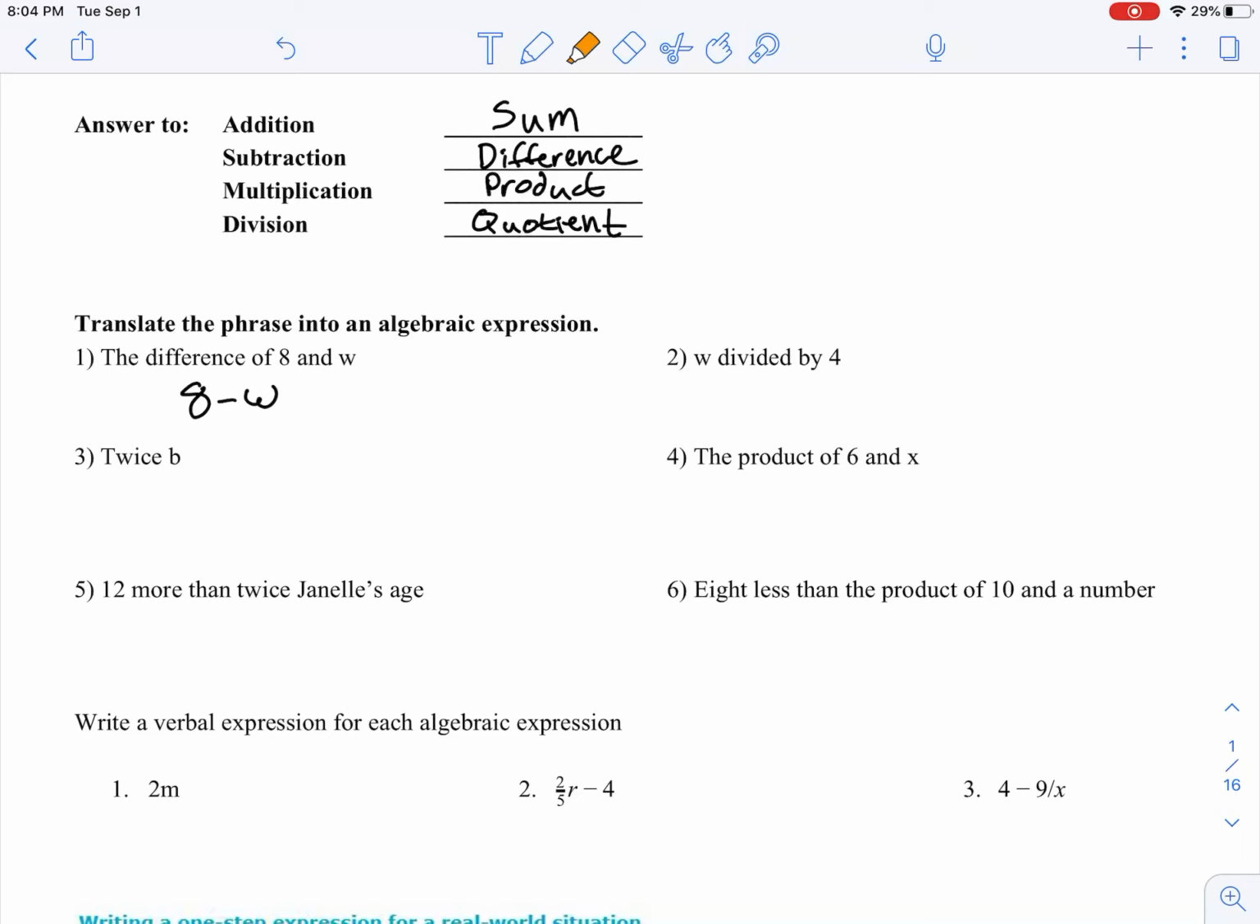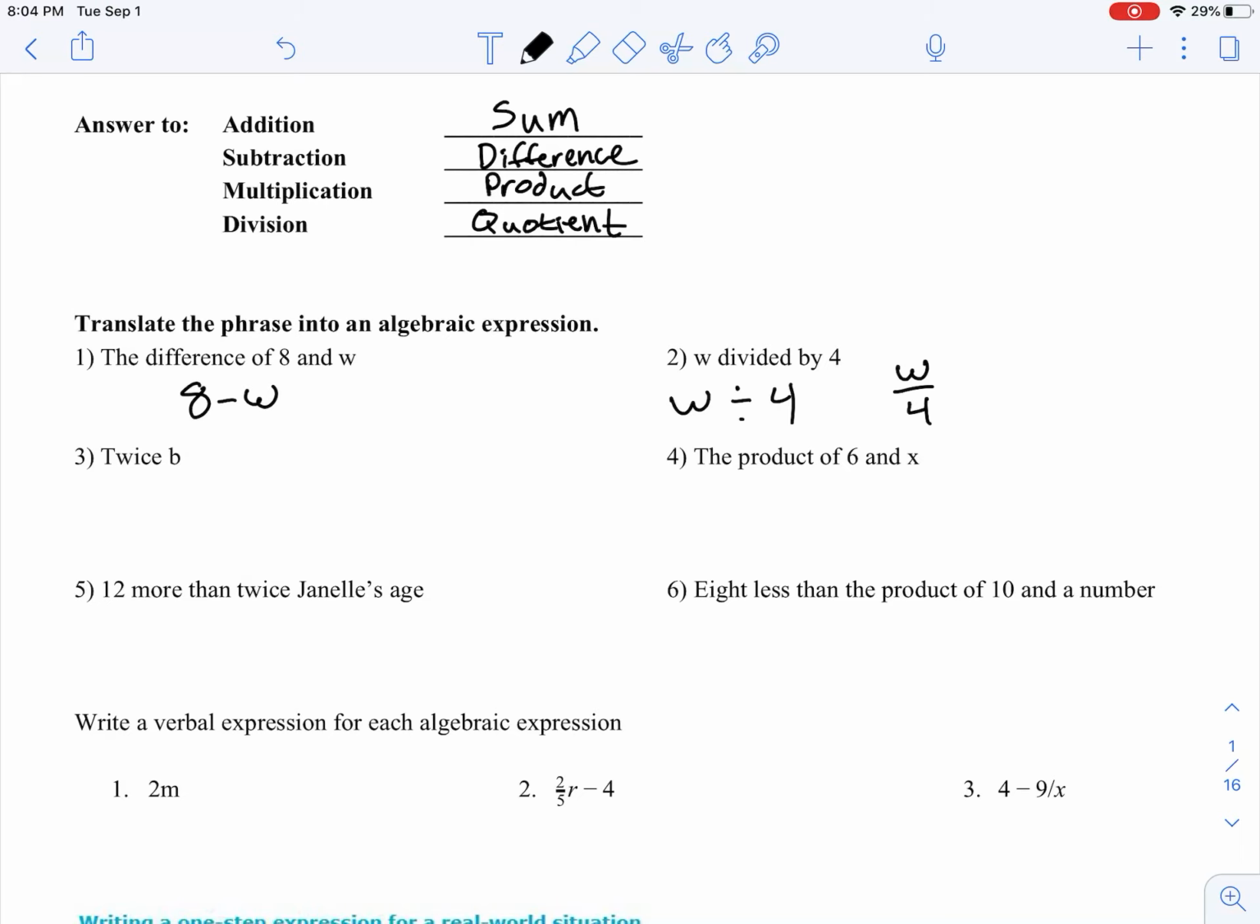Let's move on to the next one. W divided by 4. This is pretty self-explanatory. You could just do W divided by 4, just like that. But another way to write it would be as a fraction, W over 4. Either of those work, and I always put the W first or on top in my fraction because it came first in the word problem.